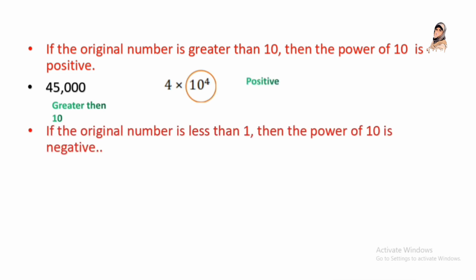While if the original number is less than 1, then the power of 10 is negative. For example, the number 0.003 is less than 1, so its power, 10^-4, is negative.